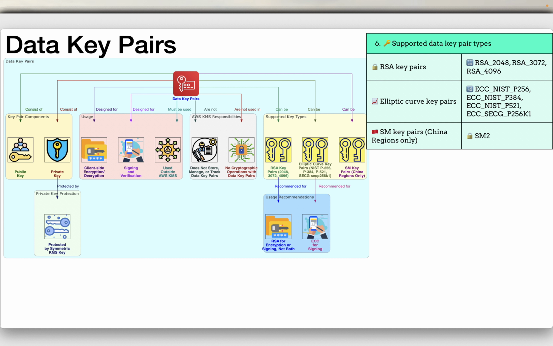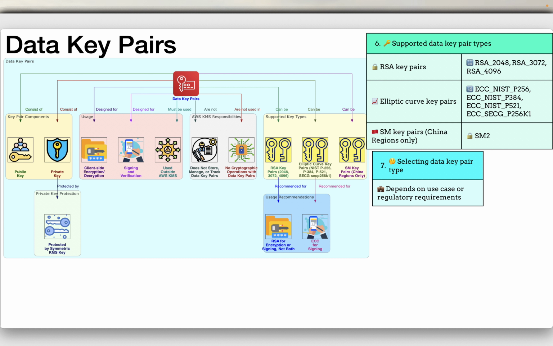So AWS KMS supports the following types of data key pairs. I've just put the list. It's basically RSA key pairs. So RSA 2048, RSA 3072 and RSA 4096. Those are basically the bit lengths. Then elliptic curve key pairs. So those standards are there: ECC NIST P256, then P384, P521 and P256K1. And for China region, it's slightly different. It's SM2. The type of data key pair that you select usually depends on your use case or regulatory requirements.